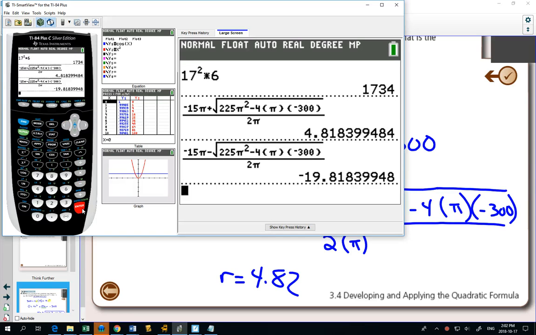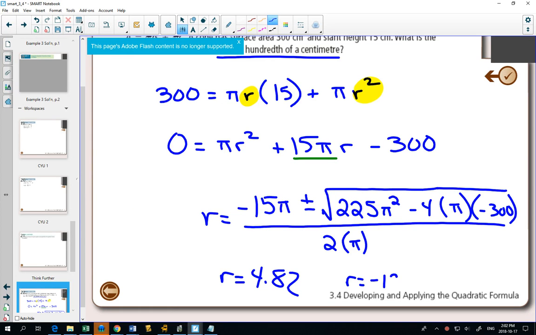However, for my second answer here, negative 19.8, I'm not even going to write it down, or if I do write it down, just so I remember that I did this, r equals negative 19.82, and then I'm going to put a big red X through it, because it doesn't make sense for a cone to have a negative radius. In the context of this question, we can't have a negative answer.